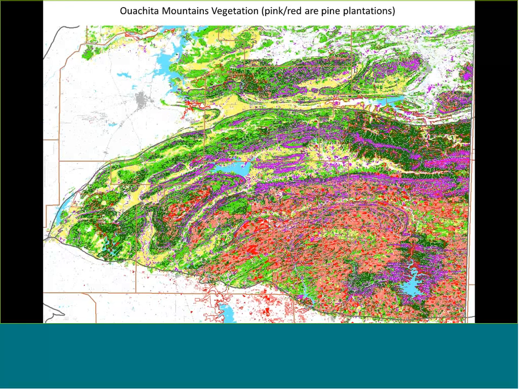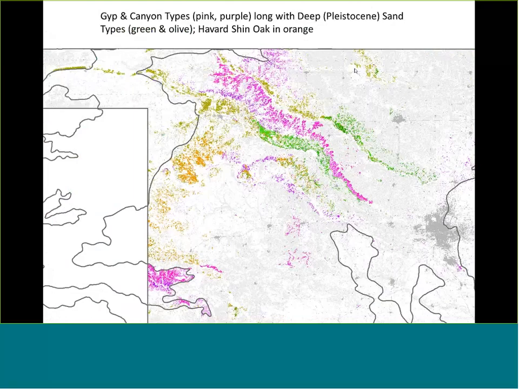Okay, another zoom in, some types out in western Oklahoma. The purple and pink are canyon and gyp types, and the green and olive are types over Pleistocene sands on the north side of the Cimarron and the North Canadian River here. The orange type here is a famous Havard shin oak type, which has most of the prairie chickens in the state, lesser prairie chickens.